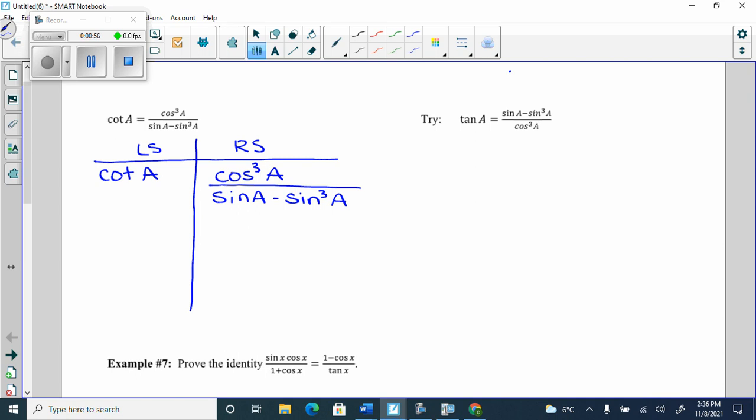I told you guys 98% of the time when you're stuck, it's because you don't GCF or factor, which is one of the questions on that little hand-in. You're going to have to GCF. So the top here is a cos cubed A. And then on the bottom, what can I do? Take out a GCF of a sine A. And then I'm left with 1 minus sine squared A.